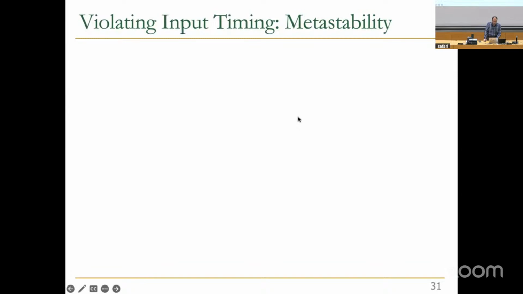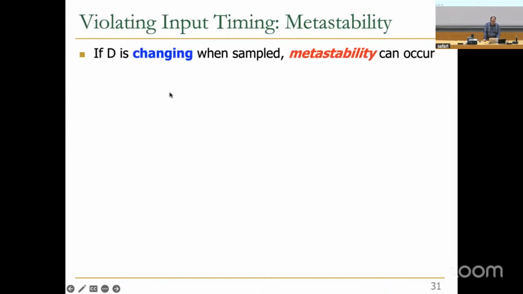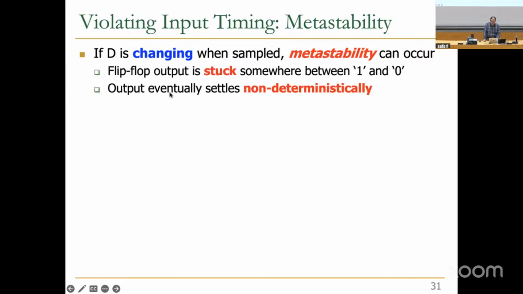So this is what I talked about, metastability. If D is changing when sampled, metastability can occur, and the flip-flop output is stuck somewhere between 1 and 0. In the end, the output eventually settles, but non-deterministically. So you don't know if it's 1 or 0, essentially.